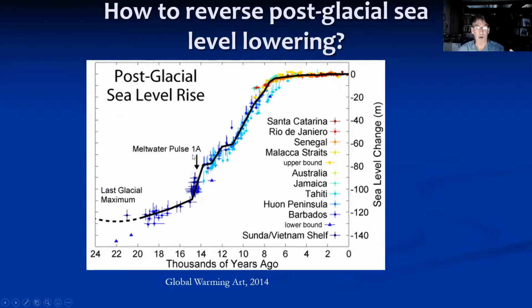This is the single biggest leap in global sea level, eustatic sea level, in the entire deglacial period. It looks like it went up somewhere between 20 to 30 meters in as little as a few hundred years, or maybe even less. They don't know what the source is for this. There's lots of hypotheses about that, but that this happened is quite clear.